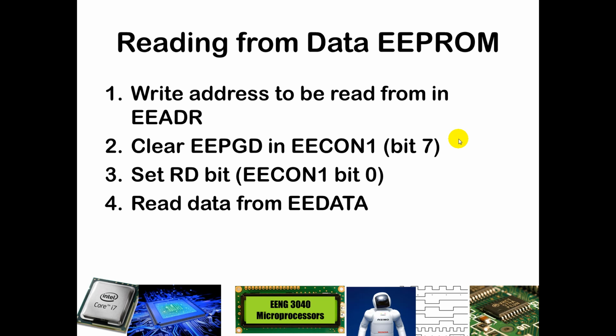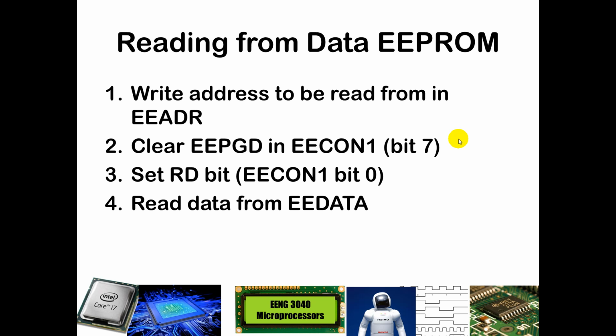It's actually fairly simple. You just put the address in the EEPROM that you want to read from into EEADR, so that's a number between 0 and 255. So if you want to read from memory location 4, you put 4. If you want to read from the first memory location, put 0. And then you clear EEPGD. Remember, that's what's saying we want to deal with EEPROM data, not program data. And then you just set the read bit.